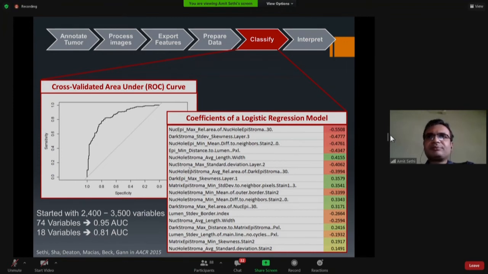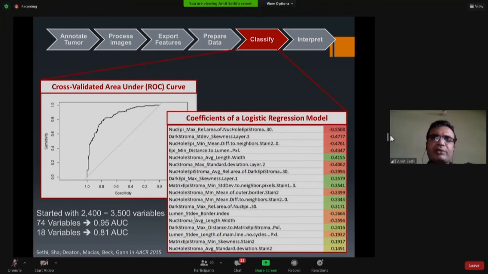So for example, we got the nucleus of epithelium. What is its max relative area to the hole within the nucleus itself? And what is the skewness of layer 3, which is the RGB blue layer, and so forth. So they are quite esoteric. It's because we wanted to extract a lot of features and see which ones work better, and some of these turned out to be not so interpretable. Some of them are interpretable.